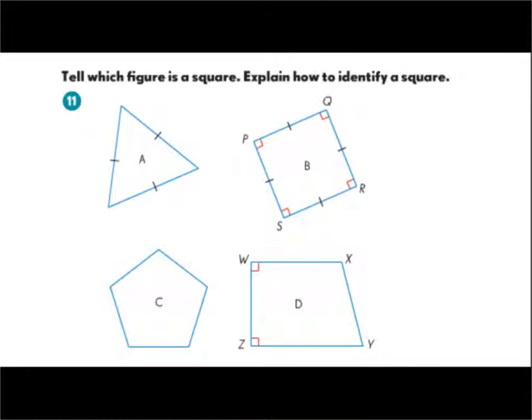So now it's your turn. Which of these is a square? A, B, C, or D? And explain how you know that that is a square.